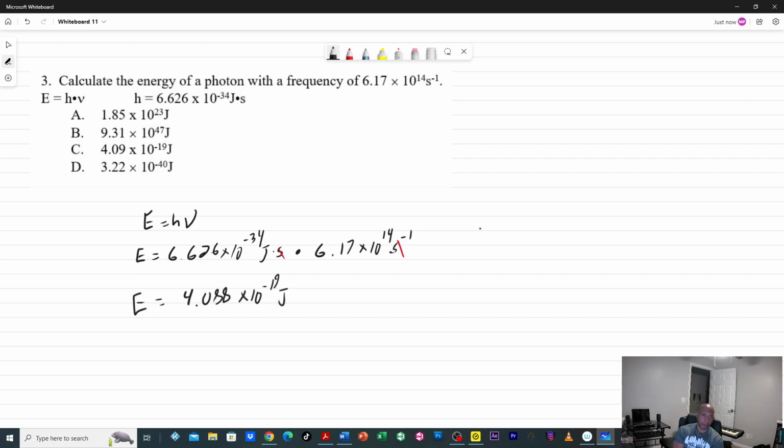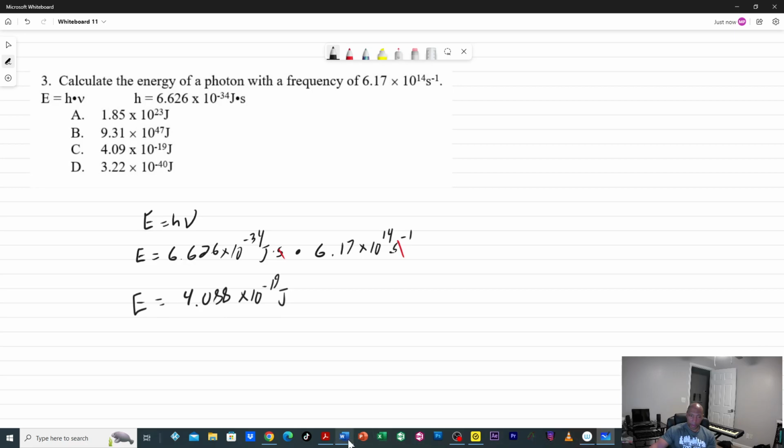So, yeah, that's the answer. Of course, it's good to 3 significant digits, so you round that 8 up to a 9. So it's 4.09 times 10 to the negative 19. So the answer is number 4, I mean, C. 4.09 times 10 to the negative 19.